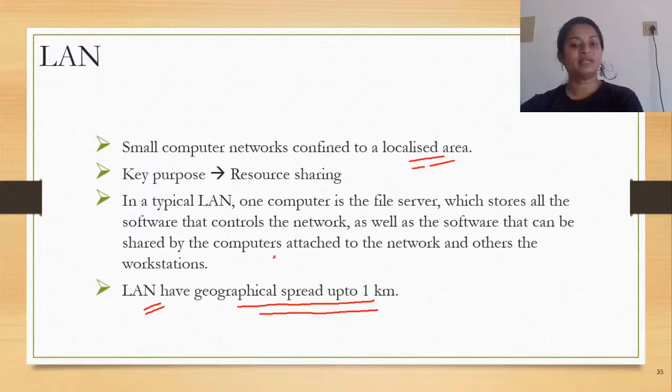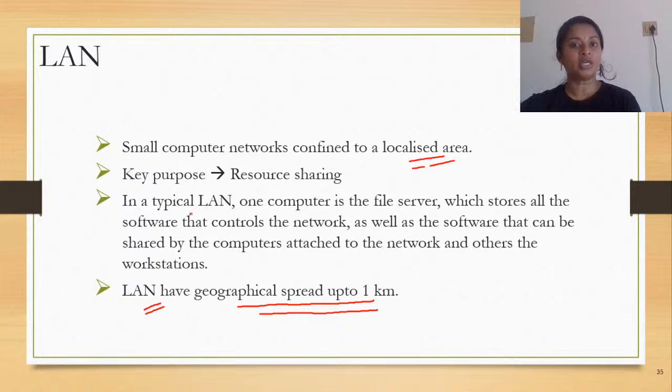So, in a typical LAN, one computer is the file server, which stores the software that controls the network, as well as the software that can be shared by the computers attached to the network, and others are the workstations. Now, in this sentence, we're going to see what the participating entities are in a typical LAN and how each of them behaves.